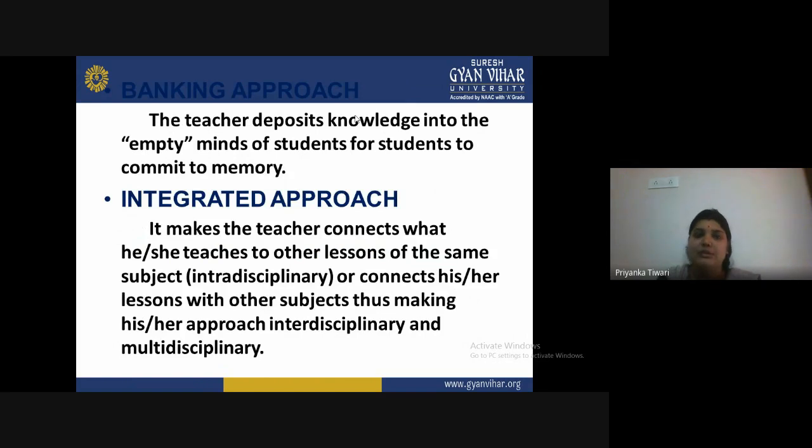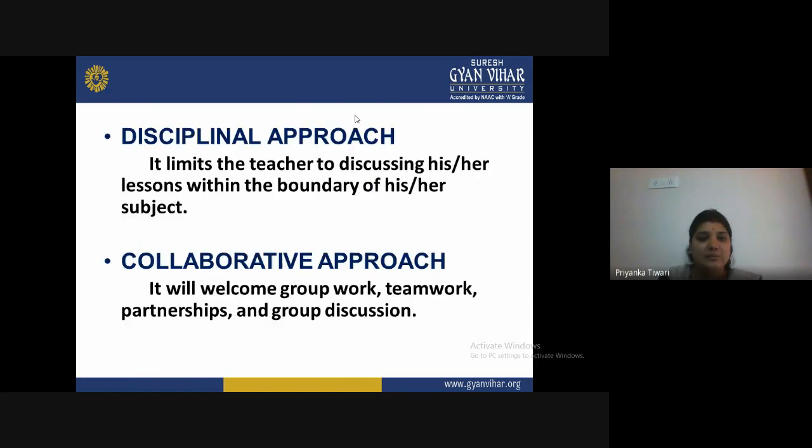Now, the banking approach: the teacher deposits knowledge into the empty minds of students for students to commit to memory. The integrated approach means the teacher connects what he or she teaches to other lessons of the same subject, or to other subjects, thus making the approach interdisciplinary and multidisciplinary.